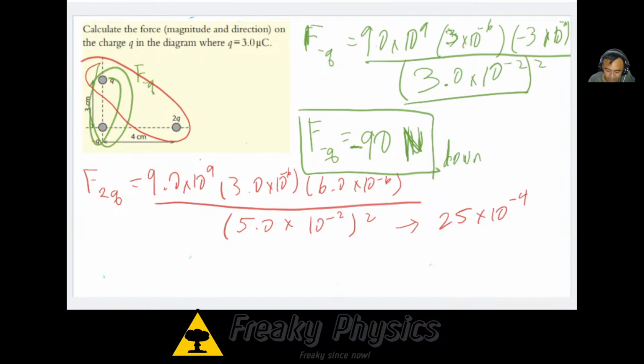So again, in the calculator, what am I going to put here? 9 exponent 9 times 3 exponent negative 6 times 6 exponent negative 6. Then divide that by 25 exponent negative 4. That's going to give me 64.8 newtons. So F from 2Q is 64.8.